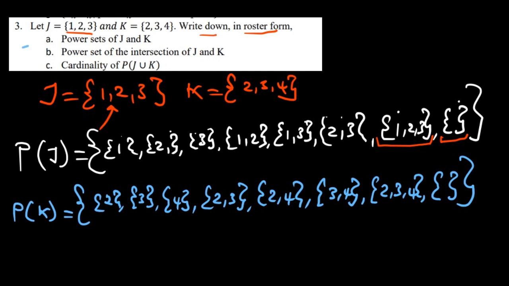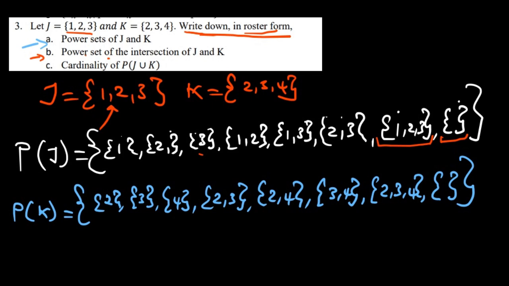So we've done part A there, where they are saying power sets of K and J. Now B, they're saying write down in roster form the power set of the intersection of J and K. We are looking for the members that will be in both the power set of J and the power set of K. Okay, the power set of the intersection of J and K.